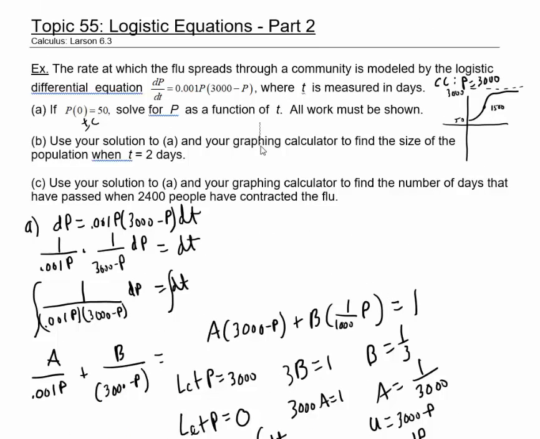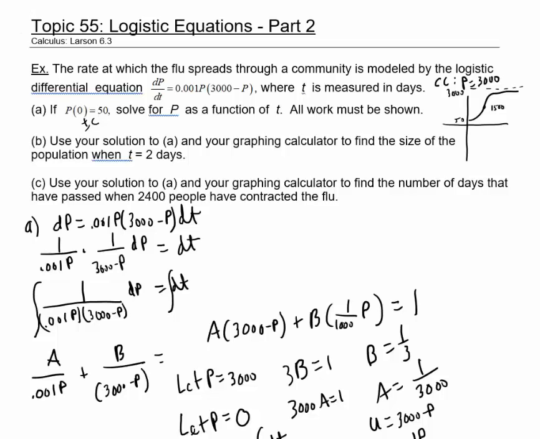And right about now, you're probably thinking, why didn't I sign up for AB instead of BC? But this is usually a pretty easy problem on the AP exam. It's usually not this hard, but just in case. Okay. All right, I'm going to use that solution to A and my graphing calculator to find the size of the population when t is equal to 2 days. So that's just plug in 2, so that's not too bad. And then we're going to use my graphing calculator to find the number of days that have passed when 2,400 people have contracted the flu.